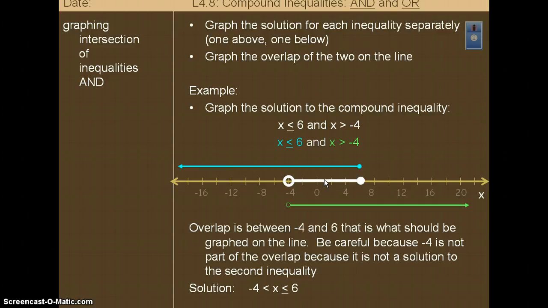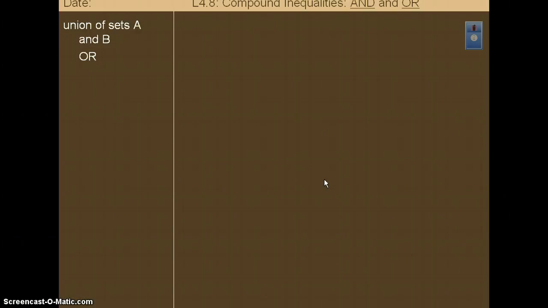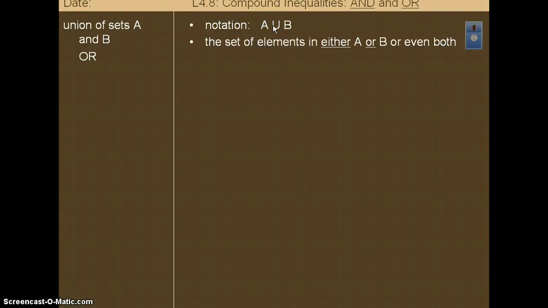Now let's talk a little bit about the second compound inequality, the union. The union of sets A and B. Here our keyword is or. So taking a look, the notation is A union B. The symbol for a union kind of looks like a U. Very creative. This is a set of elements that are in either A or B, and we have to consider the part where they could possibly be in both.